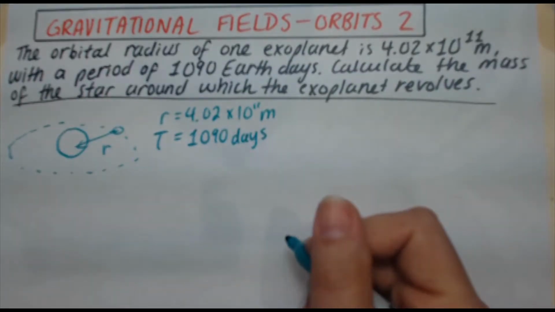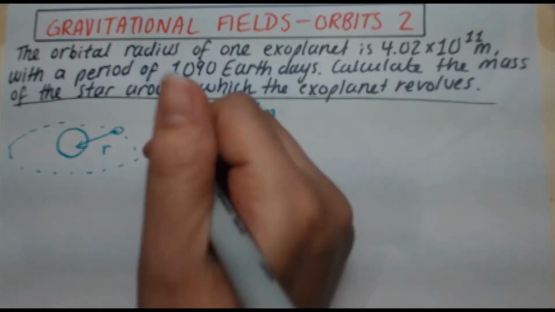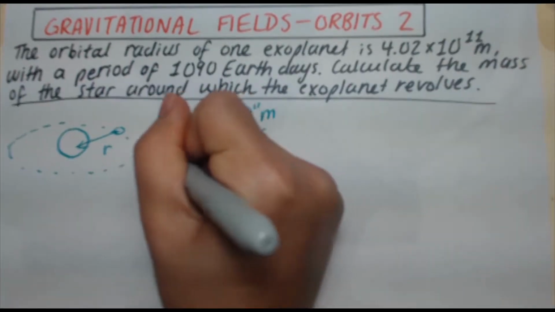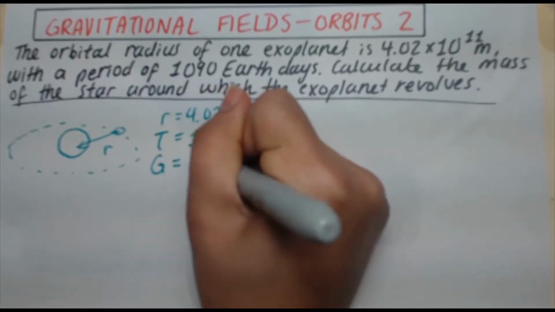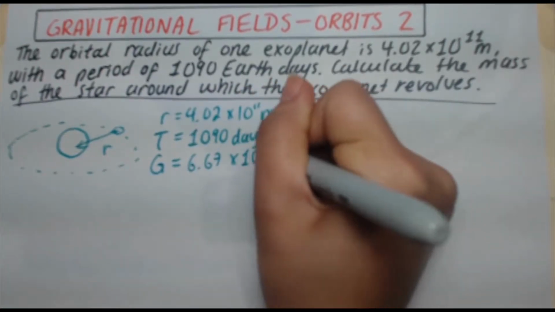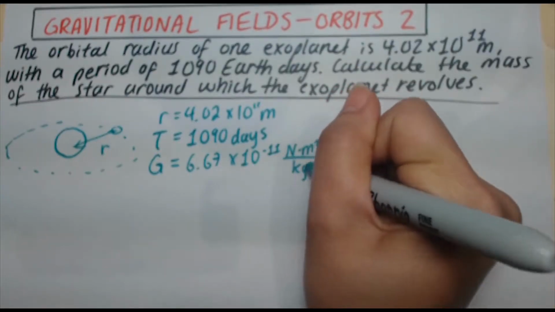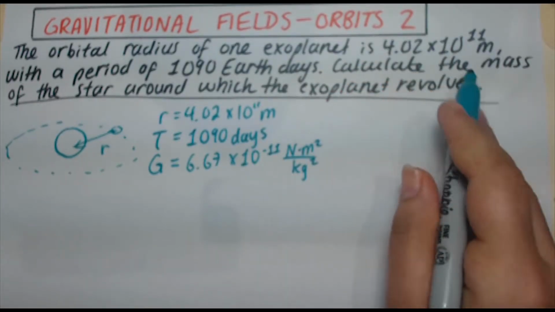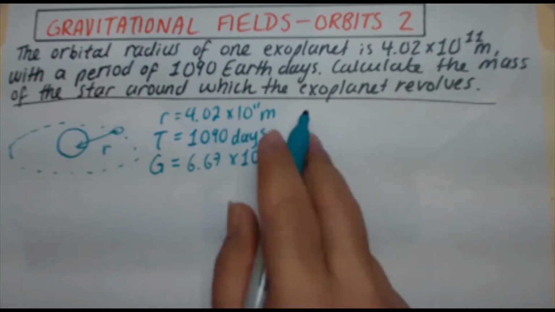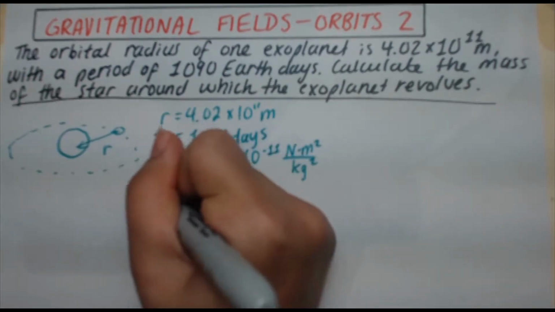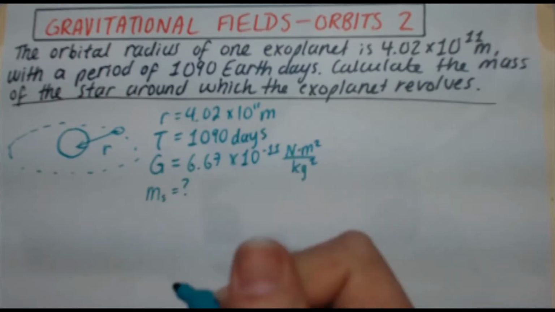Something that we're not given directly in the problem, but that we know, is the universal gravitational constant, capital G, 6.67 times 10 to the minus 11 newton meters squared per kilogram squared. And the question is asking us for the mass of the star around which the exoplanet revolves. So we're looking for m sub s, the mass of the star.